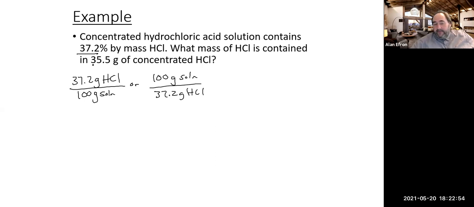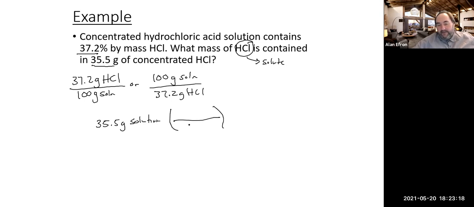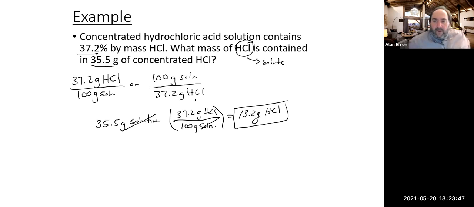What is the mass of HCl contained in 35.5 grams of solution? We know that's the solution because we're looking for the HCl. The name of the solution is HCl, which means that this is our solute in this case. So we can do it the conversion factor way, taking 35.5 grams of solution, using our conversion factor, 100 grams of solution is 37.2 grams of HCl. Grams of solution will cancel each other out. We will end up with 35.5 times 37.2 divided by 100, which gets us 13.2 grams of HCl. And again, this conversion factor way, as we've talked about before, is really the same thing as if you just plugged and chugged into the formula.